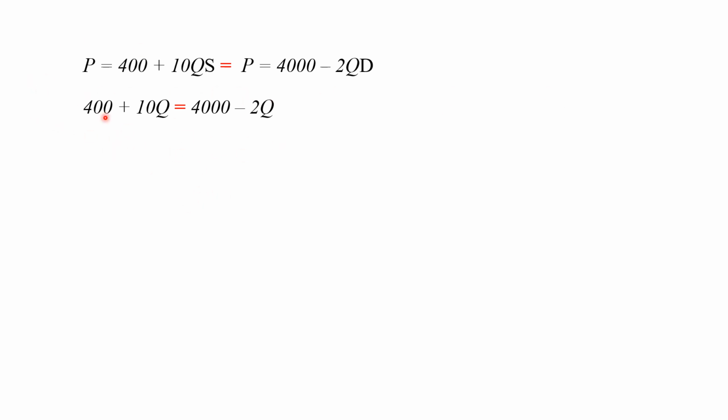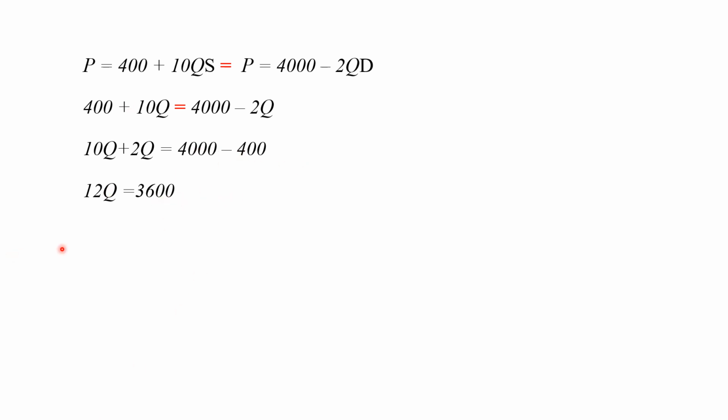So what we are left with is the quantity, right? Now, what do you do in this situation? You have to solve for Q. To solve for Q, you have to collect like terms. If you do that, the minus sign moves over the equal sign, and it becomes 10Q plus 2Q is equal to 4000, and the 400 moves over to the other side, so it becomes 12Q is equal to 3600.